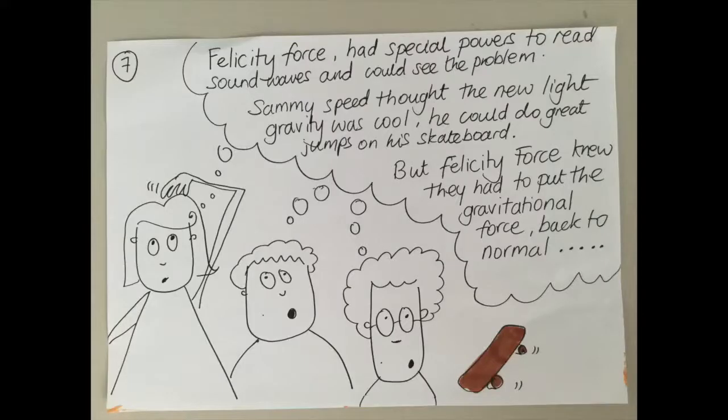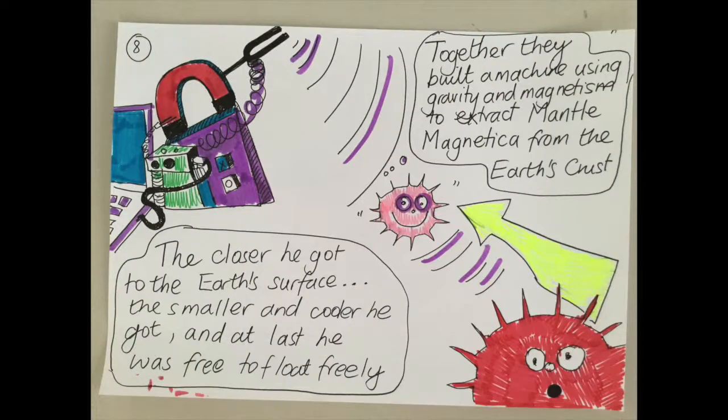Felicity Force had special powers to read sound waves and could see the problem. Sammy Speed thought the new light gravity was pretty cool. He could do great jumps on his skateboard. But Felicity Force knew they had to put the gravitational force back to normal. Together they built a machine using gravity and magnetism to extract Mantle Magnetica from the Earth's crust. And this is where they used all their problem-solving, team-building skills and STEM techniques.